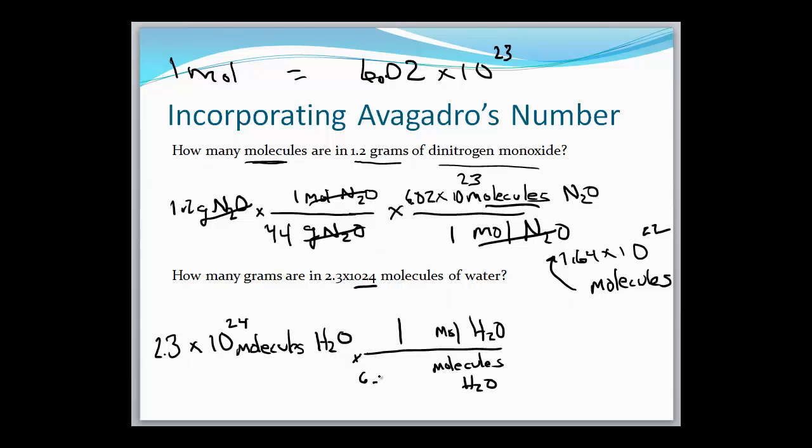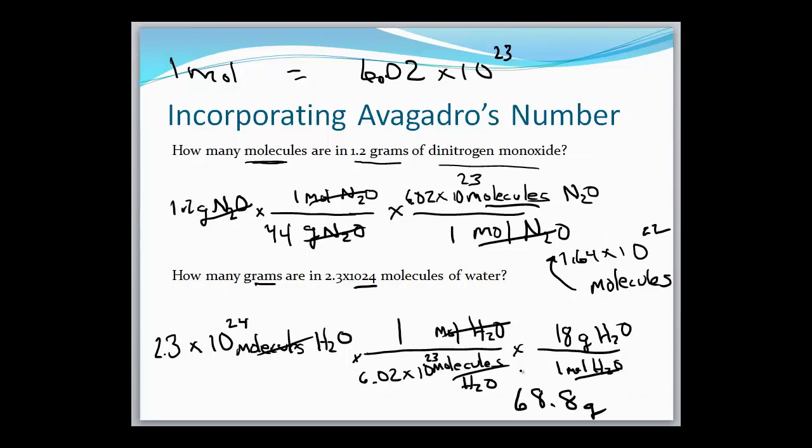1 mole, 6.02 times 10 to the 23rd. So that cancels our molecules, and now we have moles. Well, we want to get to grams, so we can use the molar mass. 1 mole of H2O. Add up the molar mass. Moles cancel, and now we're left with grams. So do the math. 2.3 times 10 to the 24th divided by 6.02 times 10 to the 23rd times 18 gives us 68.8 grams of H2O.